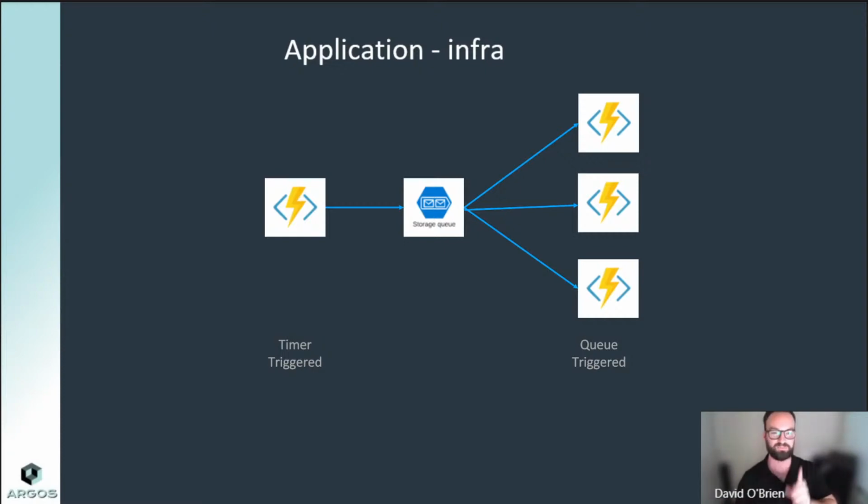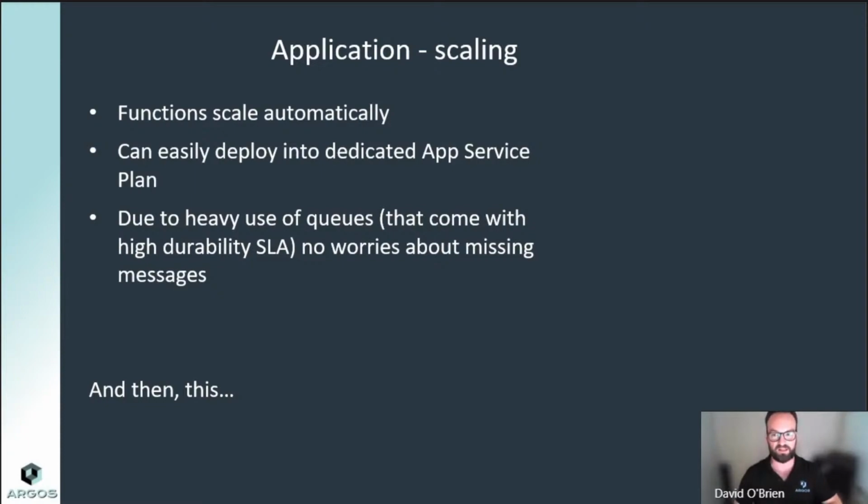Cool. So as I mentioned, scaling, the functions scale automatically. The consumption plan also scales automatically. Nothing we need to worry about. So if we had to get more oomph into our application, then we know we can just deploy into the premium plan. And the way we would redeploy into that premium plan, I've shown that early on.